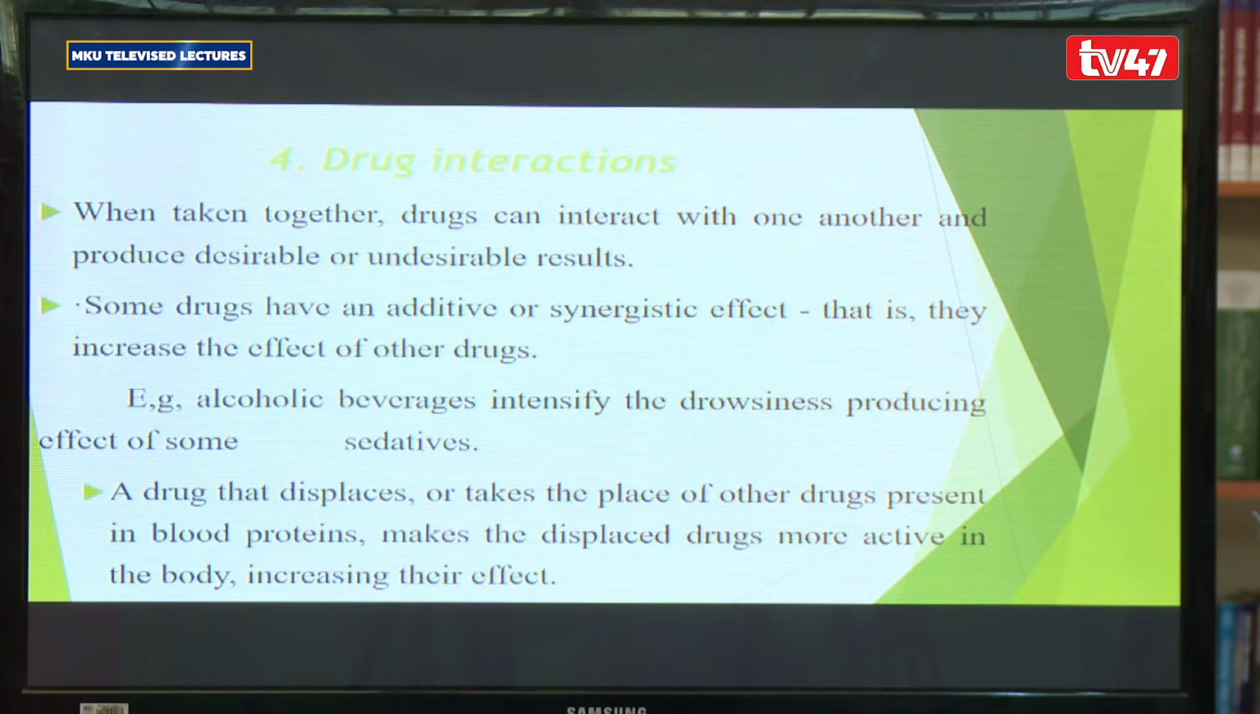So when you take two drugs together, the effect can be increased or it can be reduced. For instance, alcoholic beverages intensify the drowsiness-producing effect of some sedative drugs. A drug can also take the place of other drugs present in the blood proteins, making the displaced drugs more active in the body, increasing their effect.